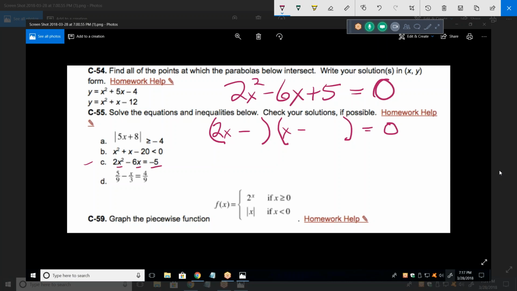If I put the 5 over there, then that immediately gets me up to 10x, and there's no way I'm getting back down to 6x. So I'm not putting my 5 there. It's true that it becomes a trial and error, but the only thing that can possibly work is the 5 there and the 1 there. What does that produce for a middle term? That produces minus 7x.